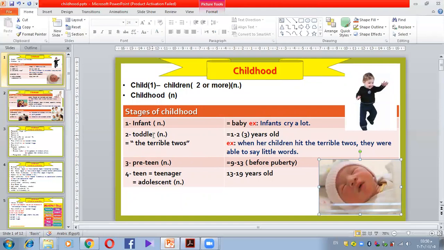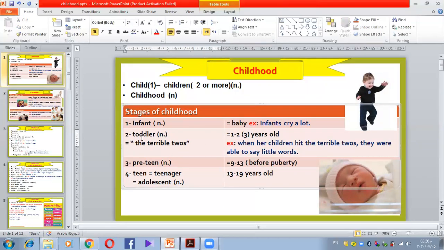What does toddler mean? Toddlers are between 1 and 2 years old. Some people say it could be even 3. There is another phrase you may hear instead of toddlers: the terrible twos. Twos means 2 years. Terrible means it's not easy, very bad years. Why? Because children start to move, open everything, destroy everything, and play with anything that they have.